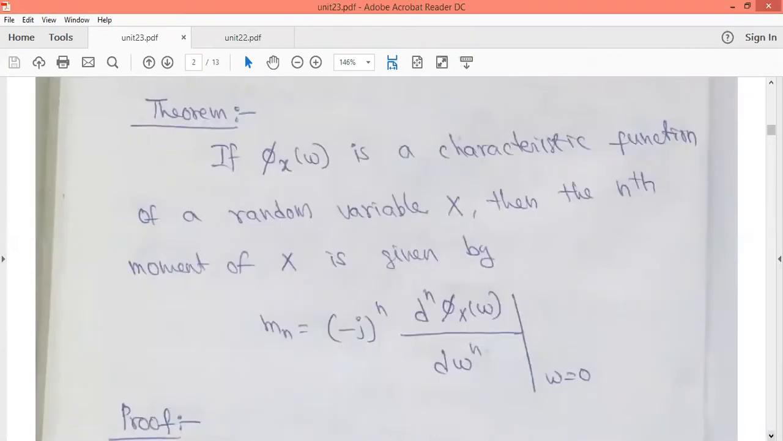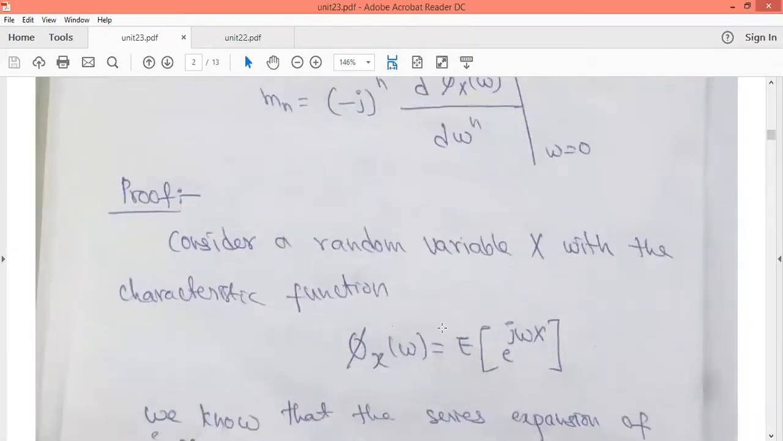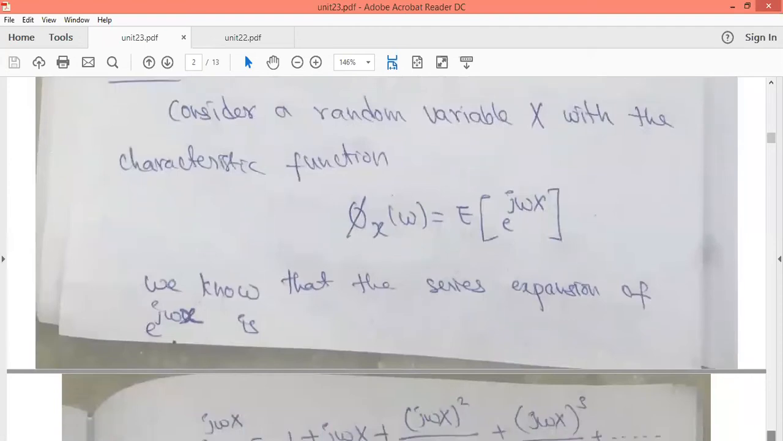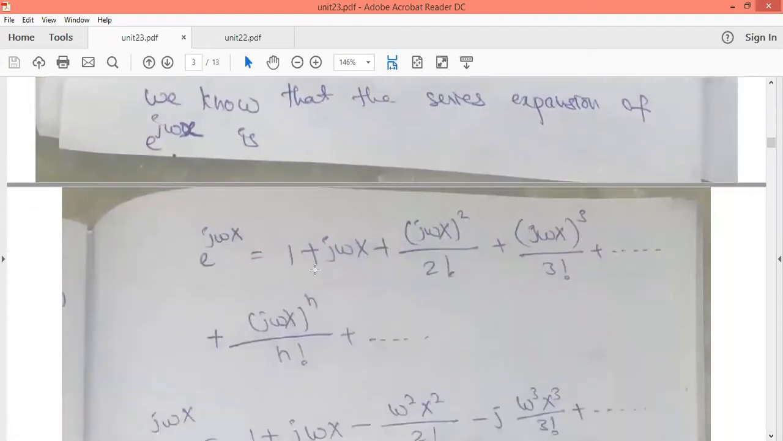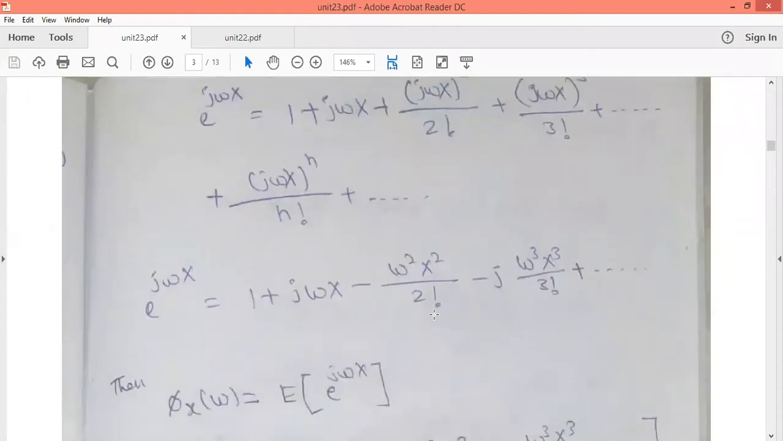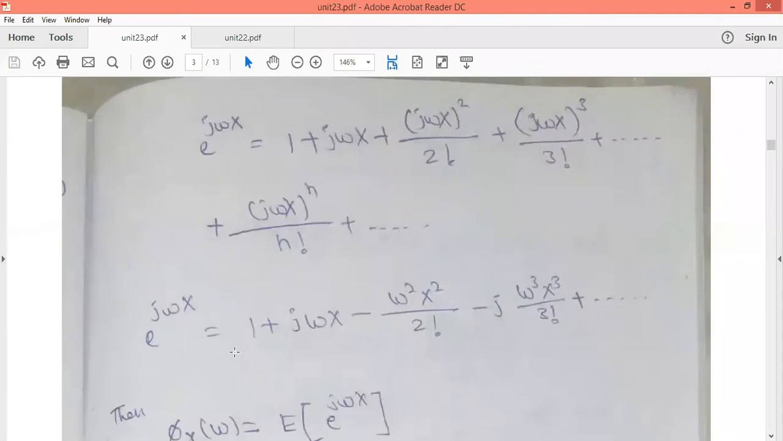Proof: phi x of omega is nothing but the expectation of e power j omega x. Now we write e power j omega x as a series expansion. e power j omega x can be written as 1 plus j omega x plus (j omega x) square by 2 factorial plus (j omega x) cube by 3 factorial, plus so on. Now we know that j square is minus 1, yes or no? So e power j omega x can be written as 1 plus j omega x, minus omega square x square by 2 factorial, minus j omega cube x cube by 3 factorial, plus so on.